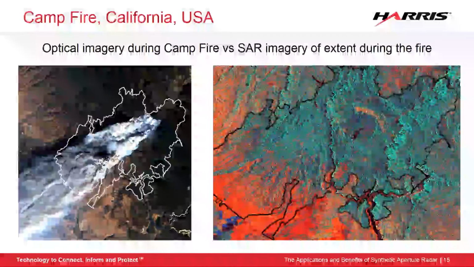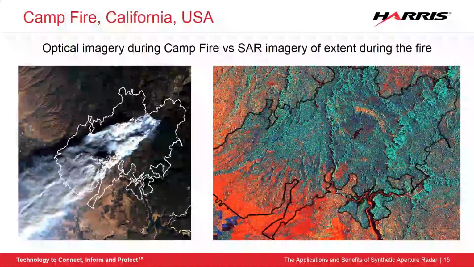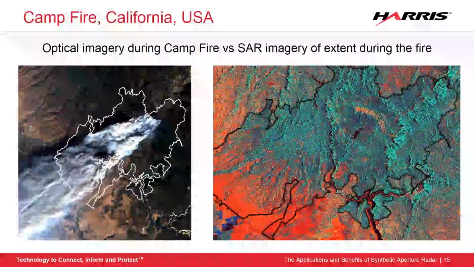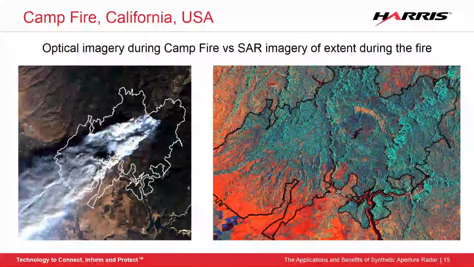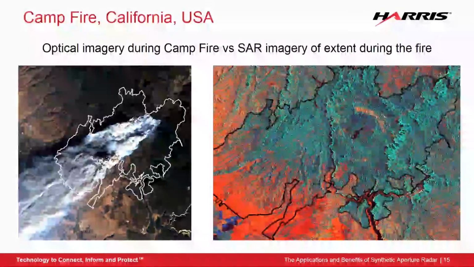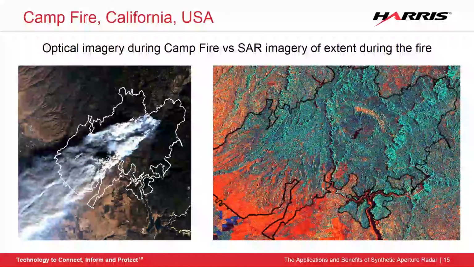However, with SAR data, we can see through the smoke to track the fire. On the right here, we have a SAR coherence map or a change map of the burn area, and this can see through the smoke and provide data even when the fire is still raging.